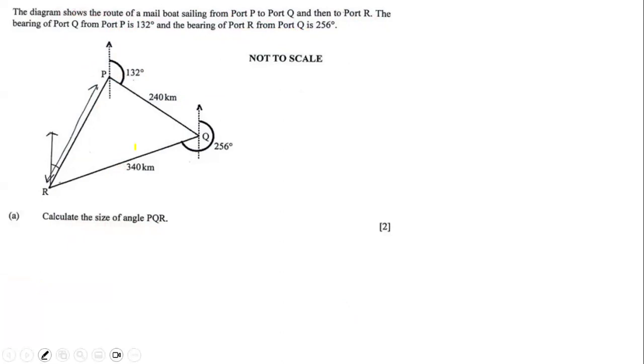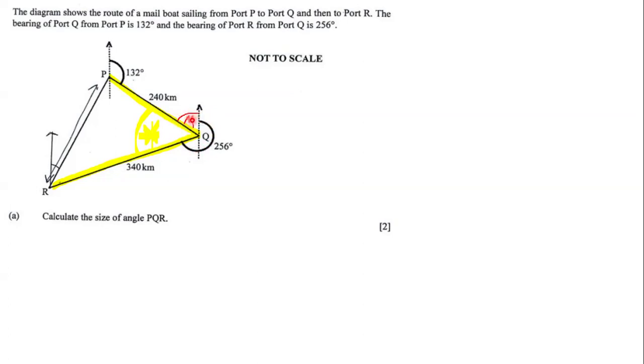Let's highlight that angle. They want us to determine, so this is P, Q, and R. So they want us to determine what is the size of this particular angle right here, angle Q? Now, in order to do this, we know that from here all the way to here, this particular angle is 256 degrees. Now, what is the size of this angle right here? Let's call this angle M. What is the size of this angle?